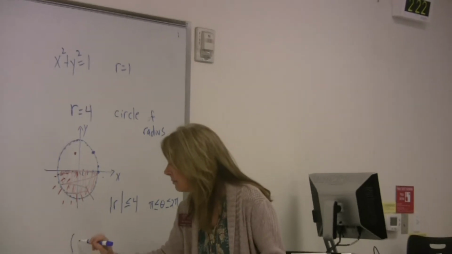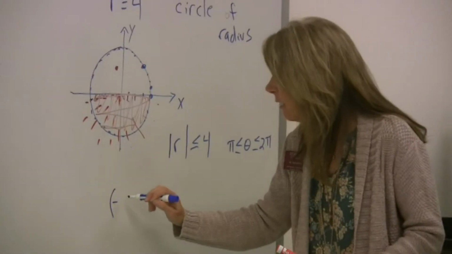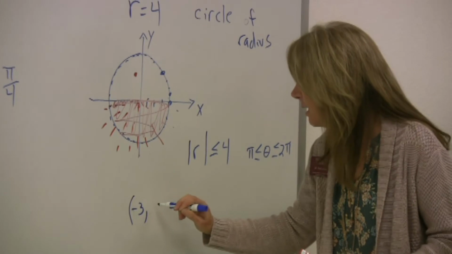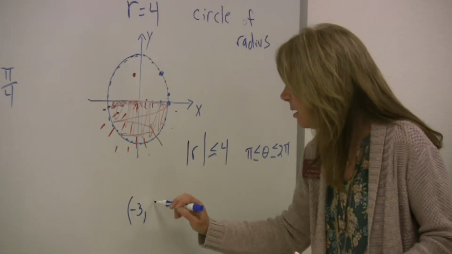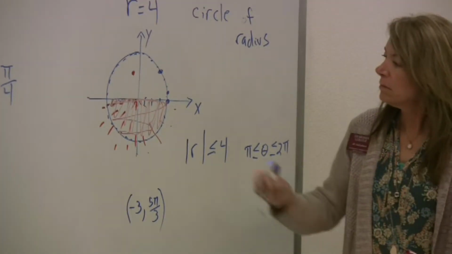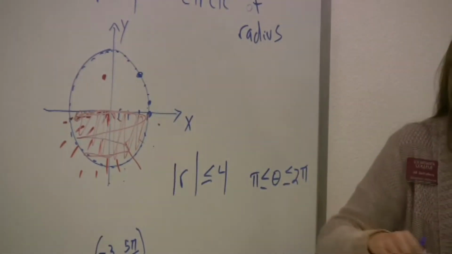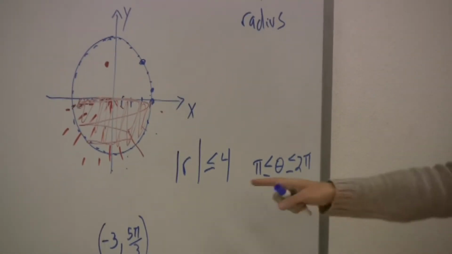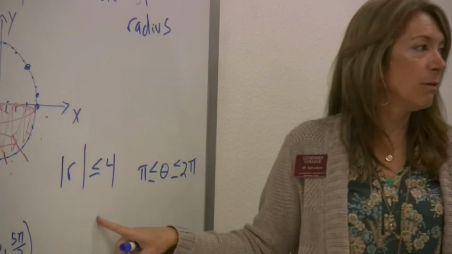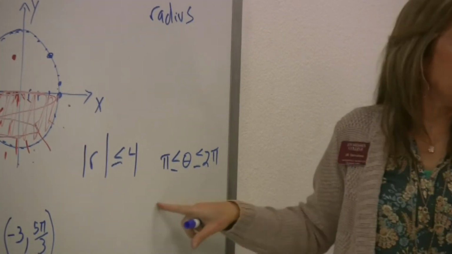So say this point right here is, let's just label it, I'll put my theta first, sorry. Say it's negative 2, well, maybe it's negative 3, and what would that angle be? 5 pi over 3, roughly. So 5 pi over 3 is over here. Negative puts me back up there, roughly. Does that satisfy this? Is the absolute value of r less than or equal to 4? It is, and the angle is between pi and 2 pi.